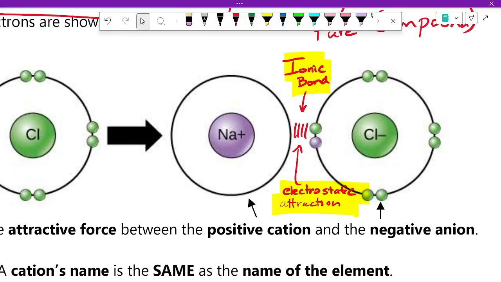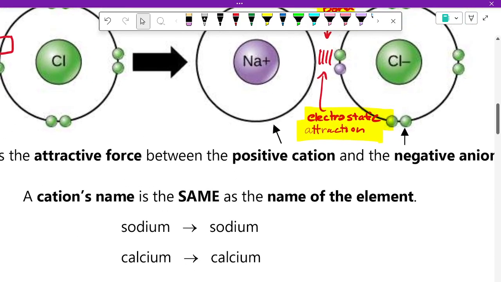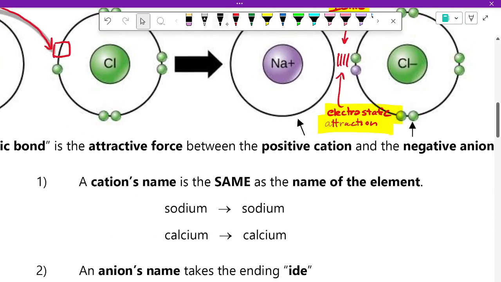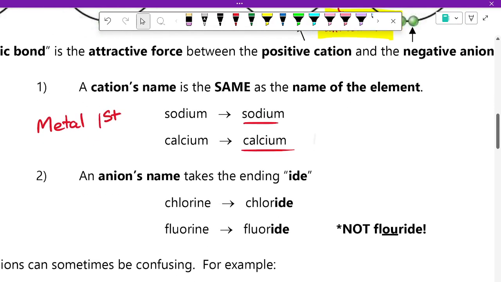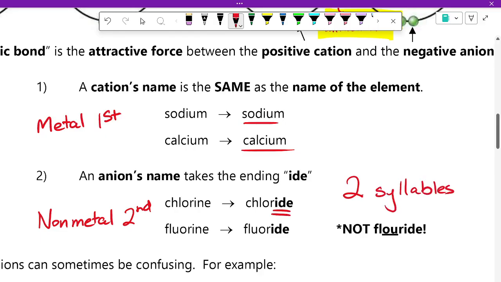And the rest of it's pretty straightforward. You guys know how to do this. The cation's name stays the same. The metal comes first. And you just name it. You don't do anything with its name. The nonmetal comes second. And you change the ending to "ide." How many syllables? 2 syllables. So take your first syllable, take everything else off, and put "ide" on the end.